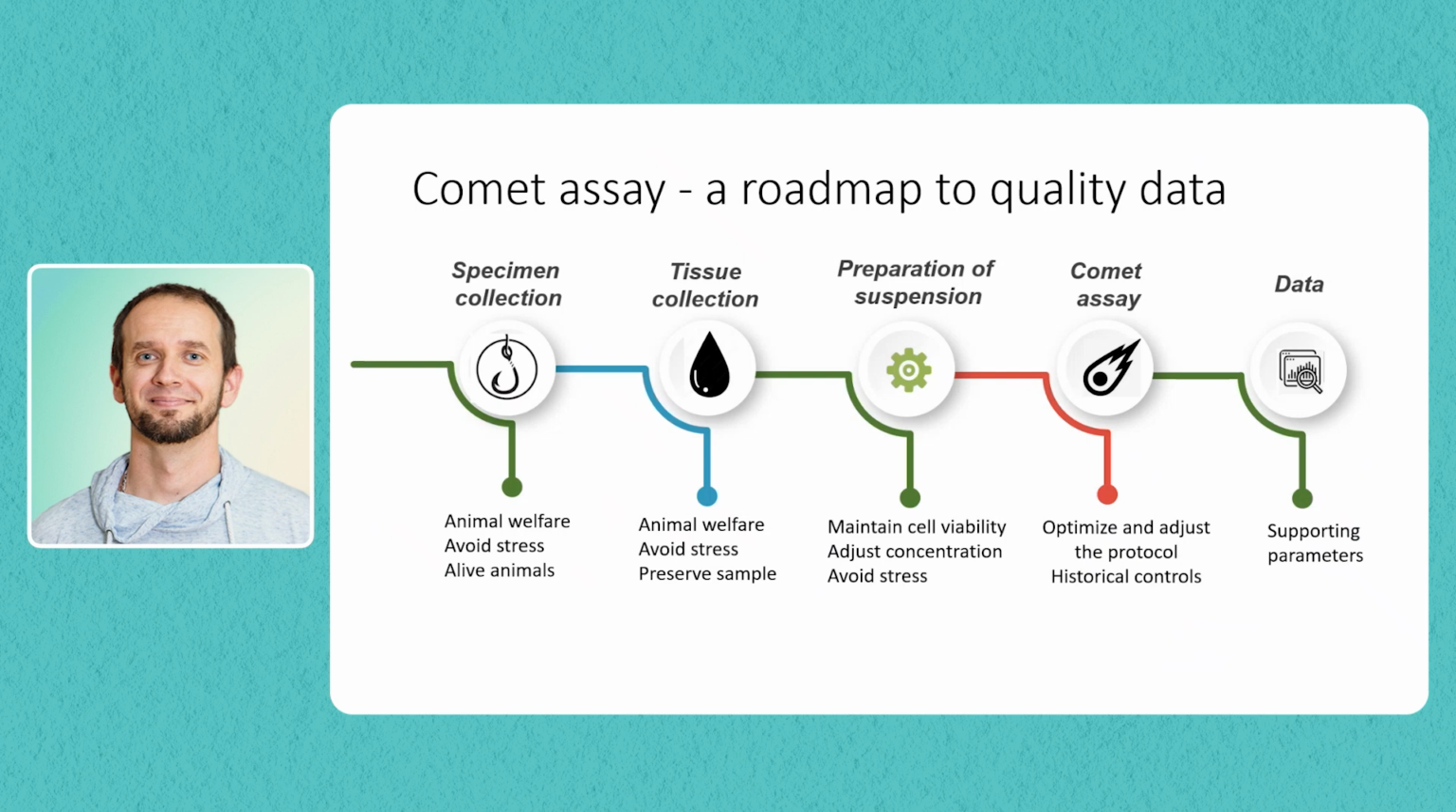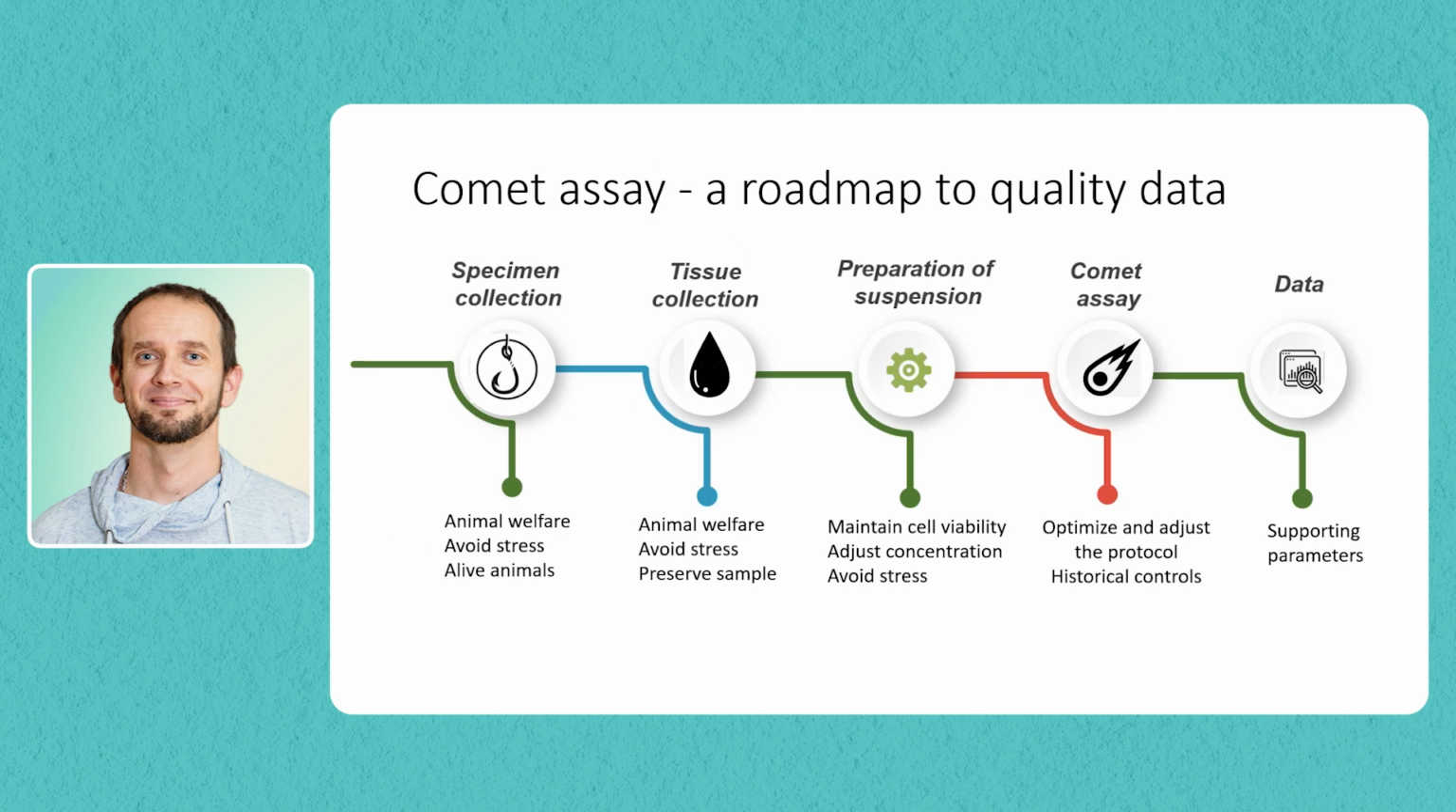Then, when you're doing preparation of the suspension, you have to maintain cell viability. For Comet Assay, it is quite often required that you have more than 70% live cells in your sample. You have to know how to adjust the concentration to be optimal for Comet Assay, and again, you have to avoid causing stress to the cells in this case.